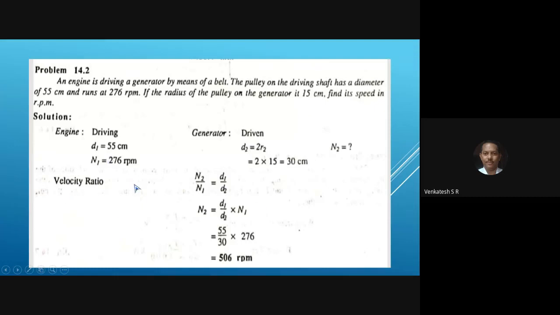Using the velocity ratio relationship, suppose you have N1, N2 and D2, calculating D1 is possible. Suppose you have N2, N1, D1, you can calculate D2. The simple procedure. So if you have different answers, don't worry. If you follow the procedure, if you write the equation N2 by N1 equal to D1 by D2, you will get full marks. So this completes belt drive. Next class I will start gear drive.